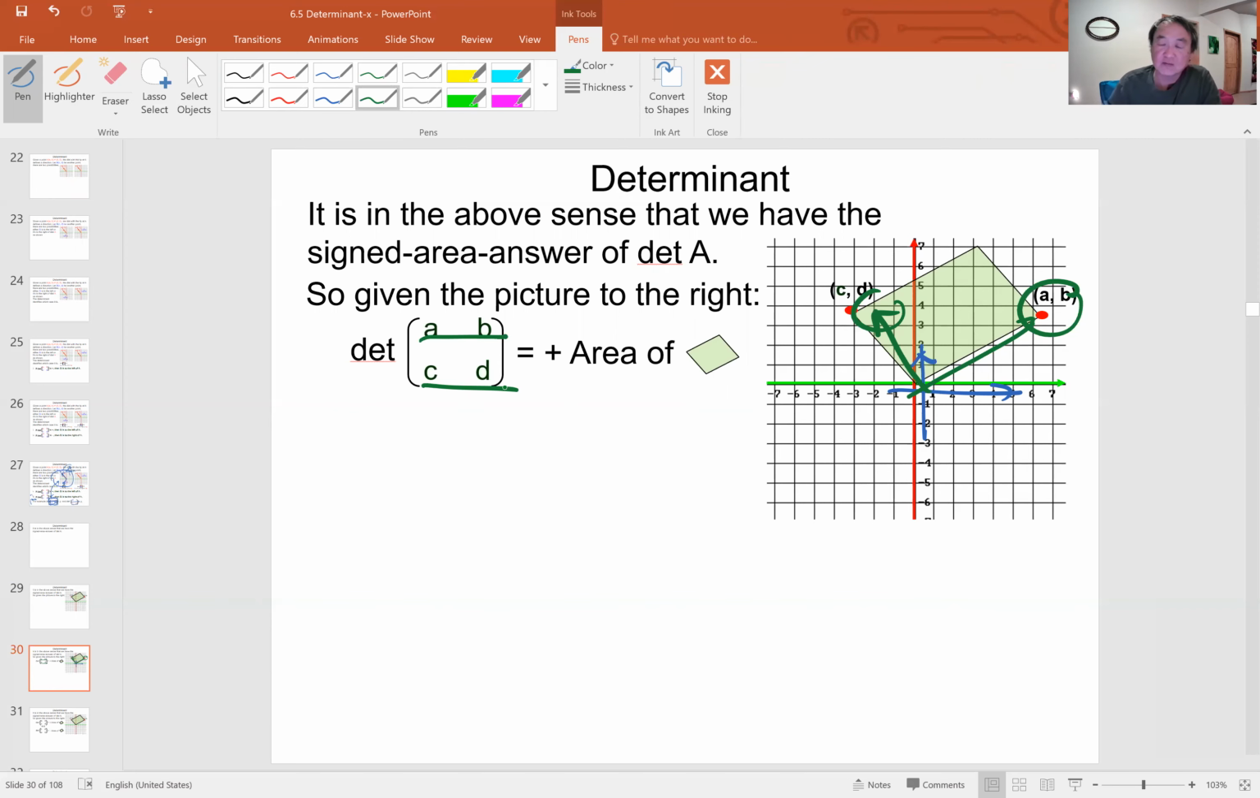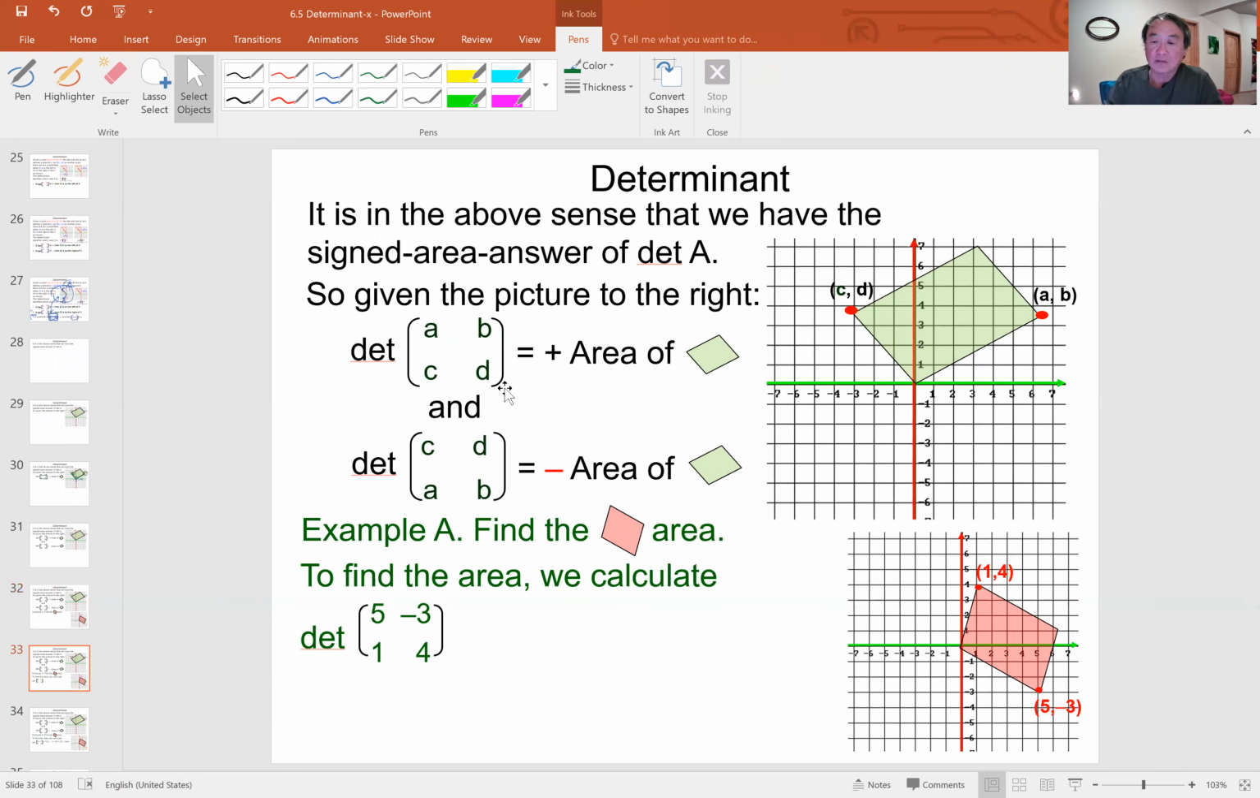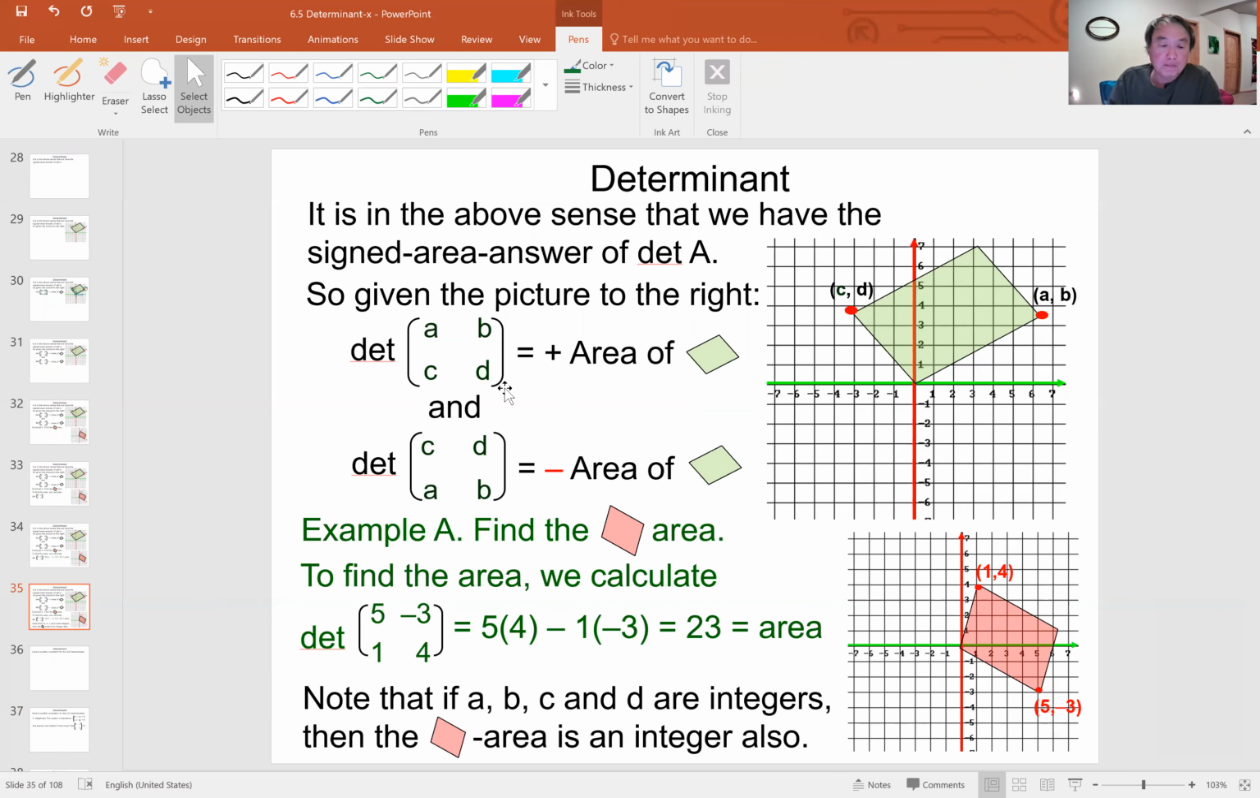Whereupon, if I write down the determinant of C, D, A, B, there will be a negative number for the area. So the area of this parallelogram is just the determinant of 5, minus 3, and then CD, the second point to the left, is 1, 4. And this will guarantee it's positive. Okay.